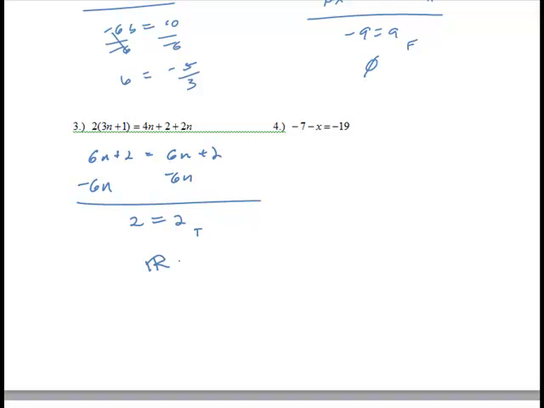Number 4, linear equation with one variable. Step number 1 is already done. Step number 2 is already done. So step number 3, add 7 to both sides, leaving us negative x is equal to negative 12. Right now, x is still not isolated. That negative, remember, is a multiplication of negative 1, so the opposite of multiplying by negative 1 is to divide by negative 1. So finally, x is equal to a positive 12.